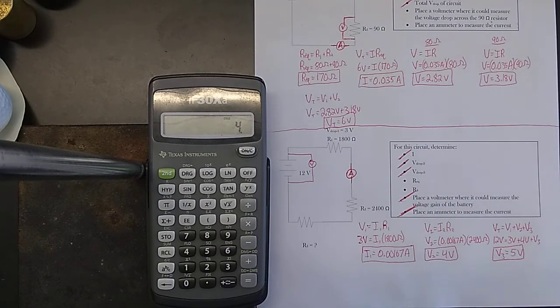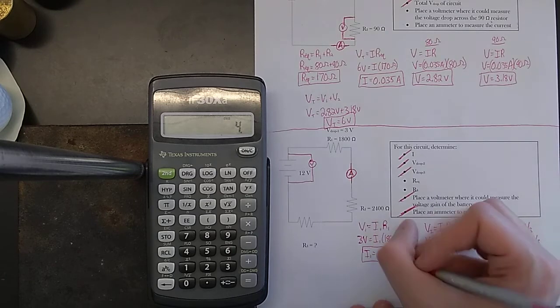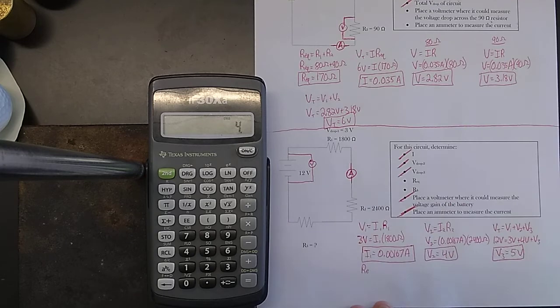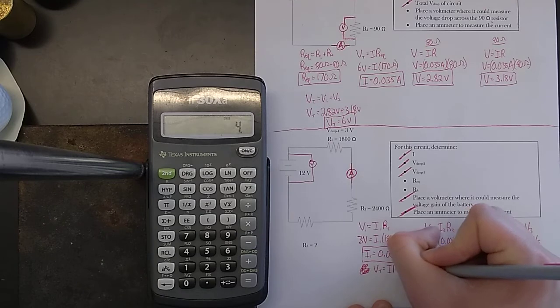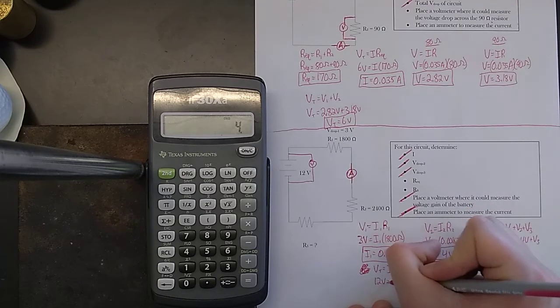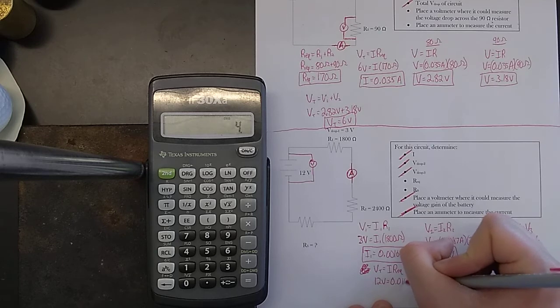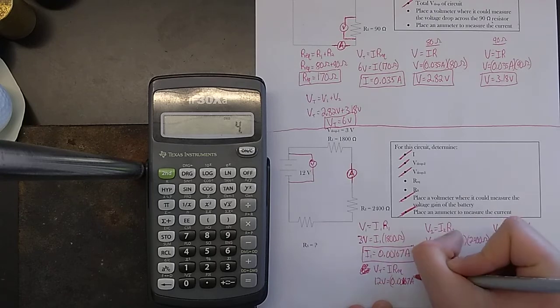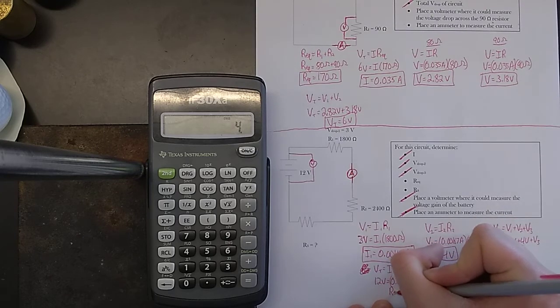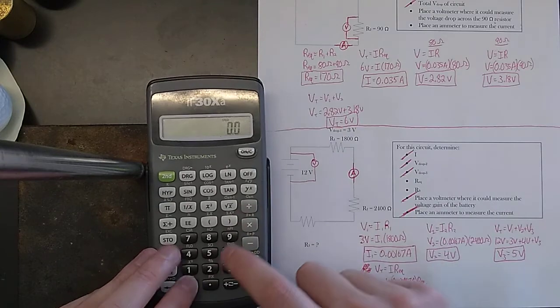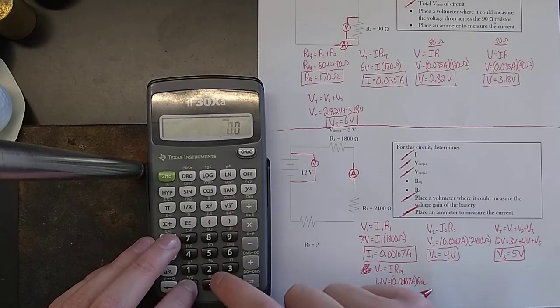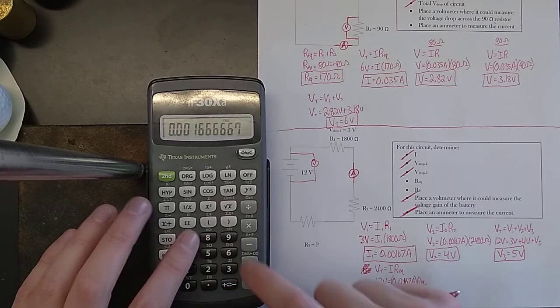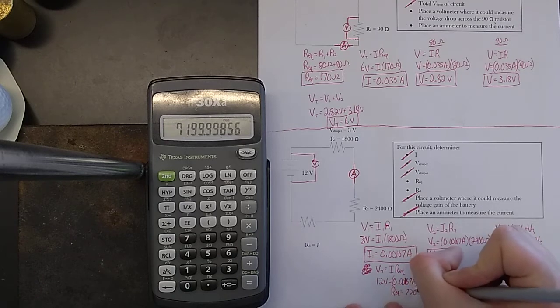Now, it doesn't matter whether you do R3 or REQ next. You can do either or. REQ we could find right now by doing, let's see here. Oh, I had this wrong. VT equals I times REQ. Total voltage is 12 volts. The current is 0.00167 amps. We can find REQ from that. 12 divided by 0.00167. There we go. That's about 7,200 ohms.